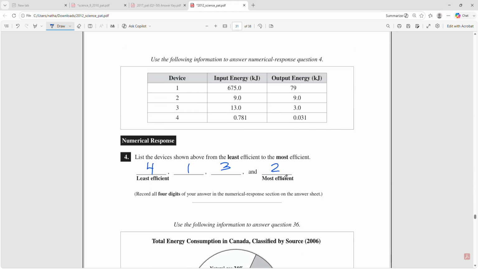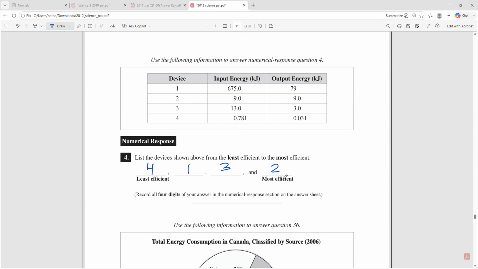Okay, next. List the devices shown above from the least efficient to the most efficient. Okay, we've done questions like this already. So I'm not going to go through it all. We'd do the calculations. This one we would have 79 over 675. Calculate that. This one would be, well, 9 over 9. That's 100% efficiency. So that's obviously the highest one. And there it is, most efficient.